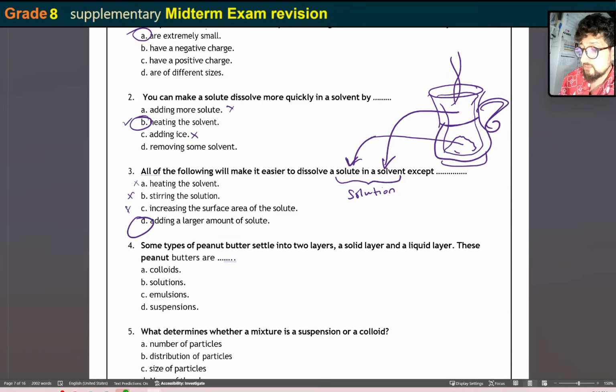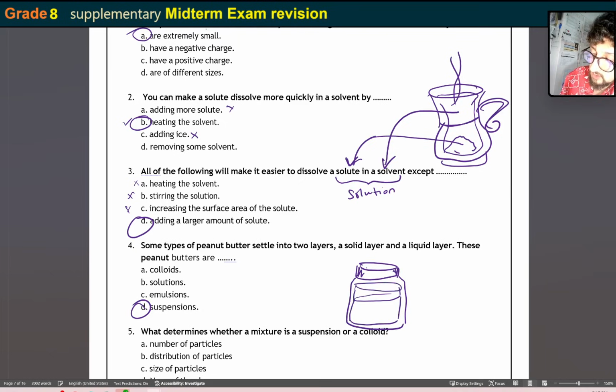Some types of peanut butter settle into two layers, a solid layer and a liquid layer. These peanut butters are called what? They are suspensions at the end of the day. Because if I take that jar of peanut butter and leave it in the cupboard for a while, I discover that the peanuts have separated from the oil, and so you get a layer of oil on top. They've separated from each other, haven't they? So they become a suspension.